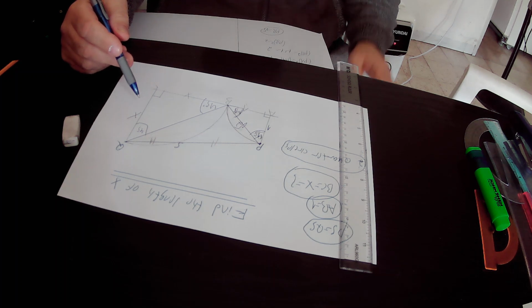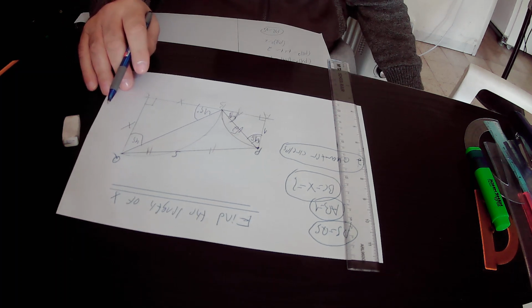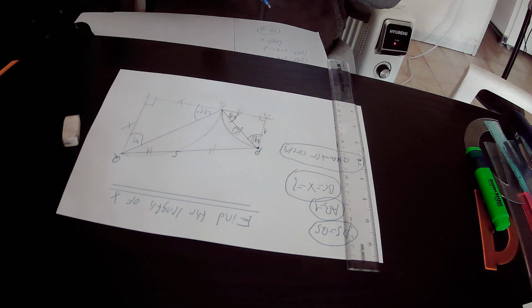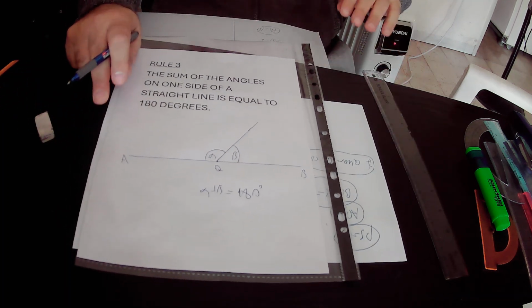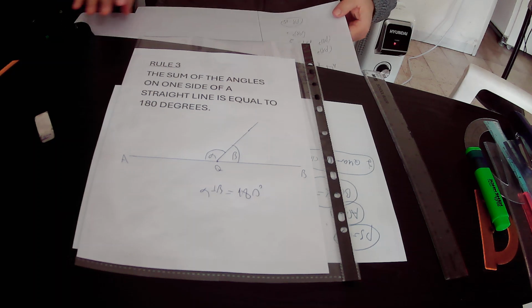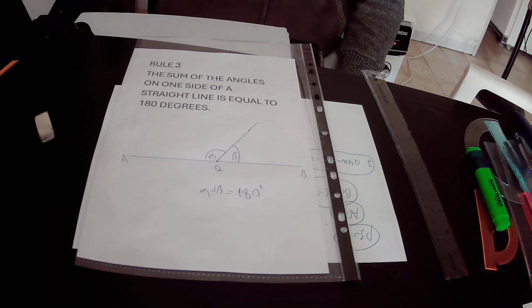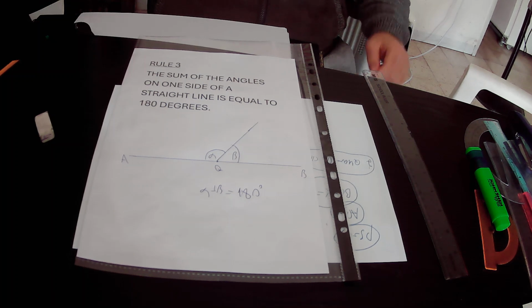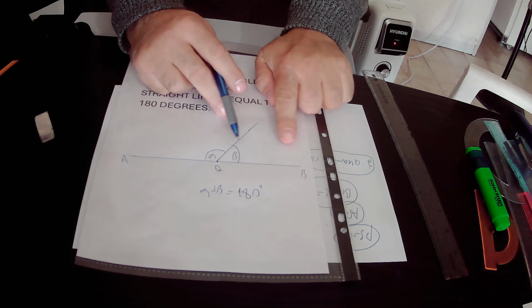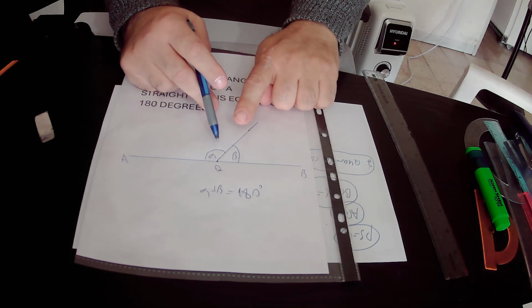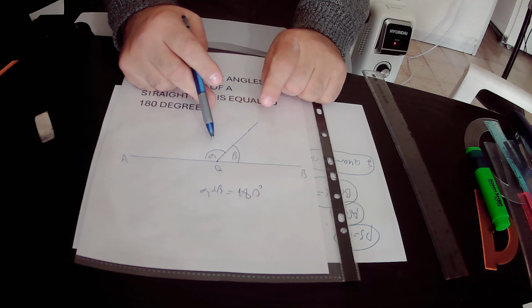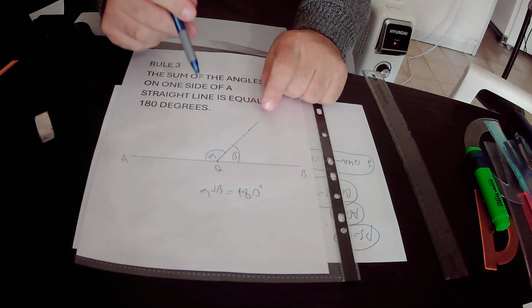So we have, in the next step, I present to you rule number 3, and we will implement rule number 3 in our drawing. According to rule number 3, the sum of the angles on one side of a straight line is equal to 180 degrees. So in the drawing we have the straight line AB. If we focus on the upper side of the straight line AB at point Q, here the sum of the angles must be equal to 180 degrees according to this rule, rule number 3.